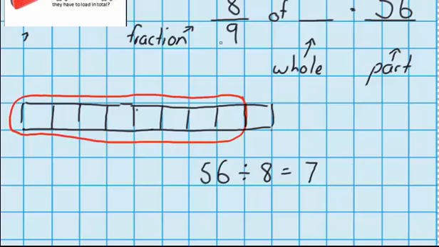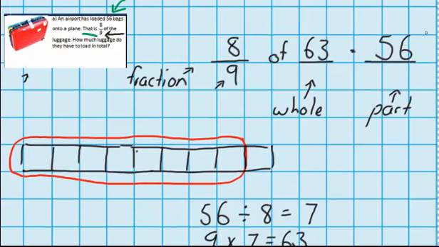Now my denominator tells me that in total they need to load 9 of these groups. So 9 groups of 7, because there's 7 bags in every group, and 9 groups of 7 is 63. So 8/9 of 63 equals 56. So to answer our question over here, they have to load 63 bags in total.